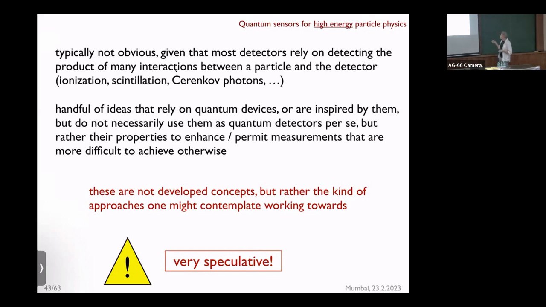Now, there are a handful of ideas that rely on quantum devices, but rely on them rather than use them as a single quantum detector. Because they are used in terms of their properties to enhance or to permit measurements that are more difficult to achieve otherwise. And what I'll be talking about are not finished concepts. These are not things that we know will work. These are ideas that are interesting to explore. And so everything from here on is very speculative.